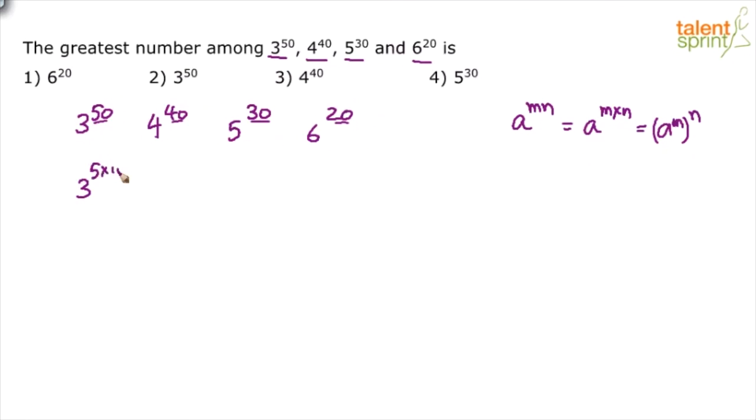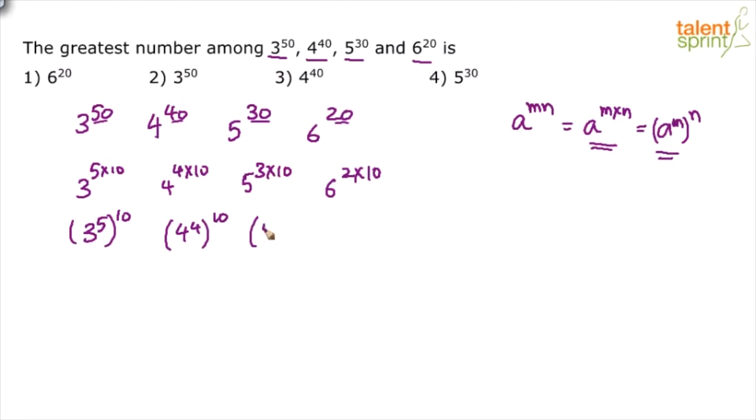So 5 into 10, 4 power 4 into 10, this is 5 power 3 into 10, and this is 6 power 2 into 10. And now if you apply a power m into n equals a power m whole power n, what happens? This becomes 3 power 5 whole power 10. This is 4 power 4 whole power 10. This is 5 cube whole power 10. And 6 squared raised to the power of 10. Now it's very easy. All the external powers are 10. Just simplify what is there inside the brackets. And this is easy to crack.